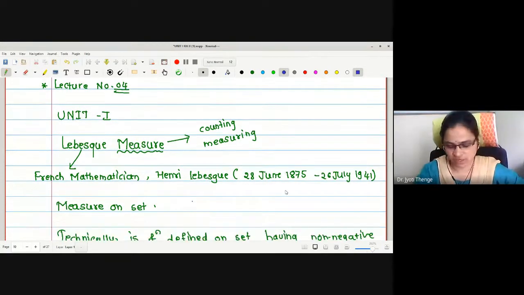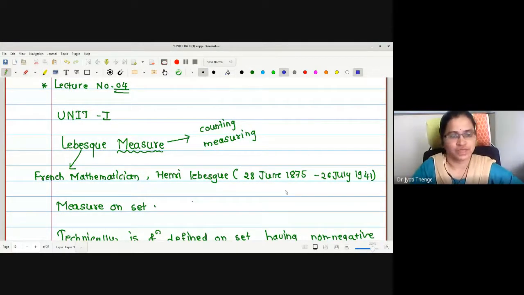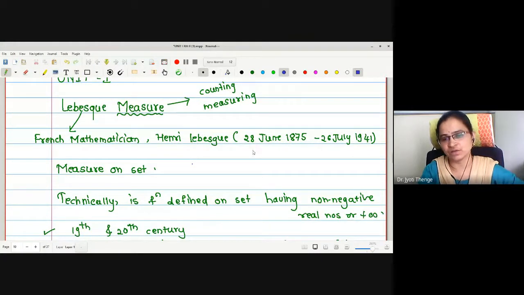In the last lecture, we have seen an introduction of Lebesgue measure. We have seen that this Lebesgue measure was first introduced by a French mathematician, Henri Lebesgue. His life tenure is 28 June 1875 to 26 July 1941.